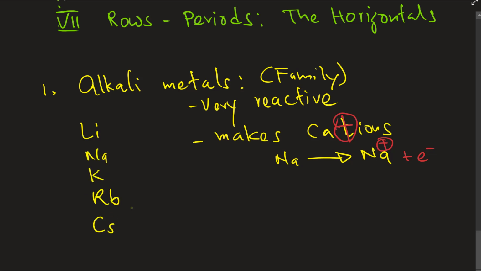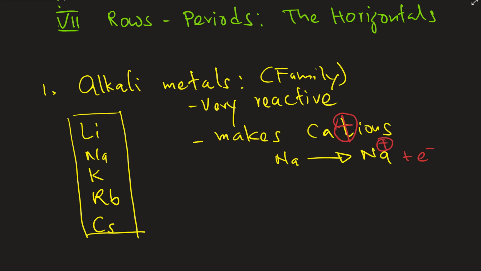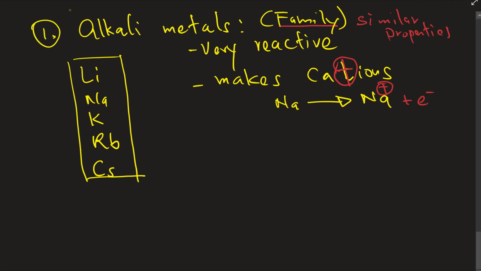Francium we don't count because there are only a few milligrams of it on the planet. It's a man-made one. So all of them have similar properties in this family, right? Let's look at the second family.